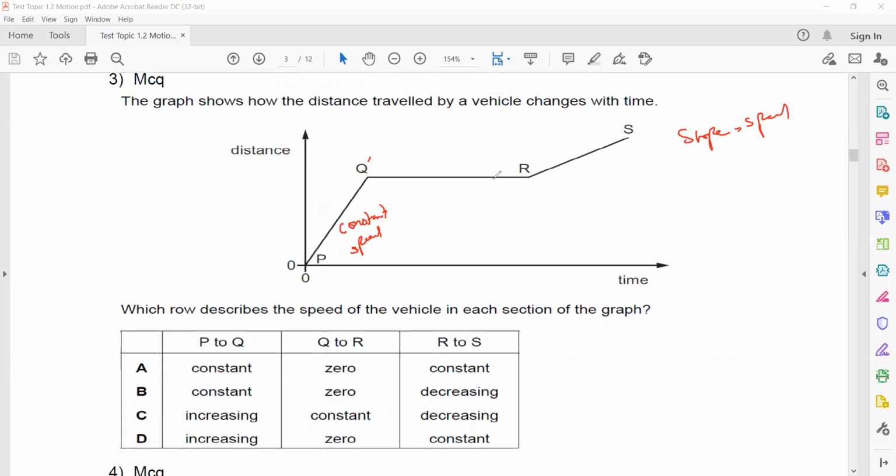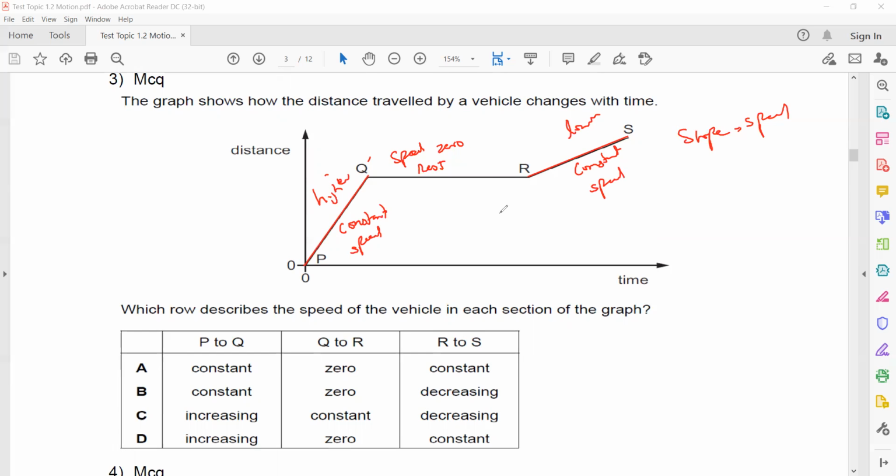When it is a horizontal line for a distance time graph, it means the speed is 0 or the object is at rest, the object is not moving. And again, there is a straight line. So whenever there is a straight line, again it will be a constant speed. But what is the difference between the speed between P and Q? P to Q is constant and R to S is also constant. But what is the difference? This is a higher constant speed and this will be a lower constant speed.